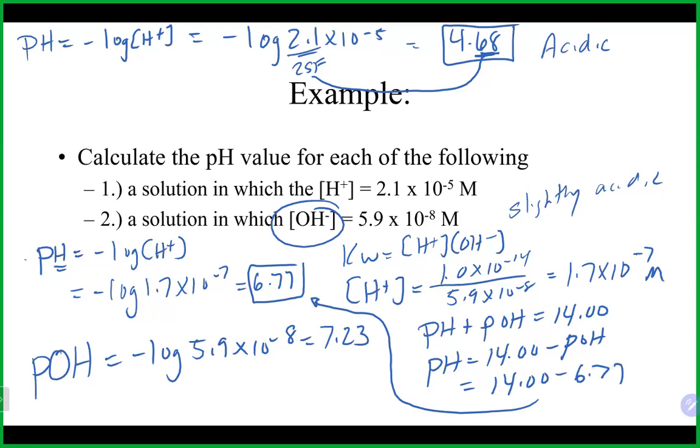Actually, 7.23 would be a better number there. 7.23 will give us our pH of 6.77. So just a few slides ahead, it also tells you what it is. pOH means you need the OH minus concentration. It's calculated very similar, basically almost identical, to the pH. Any questions on that there?